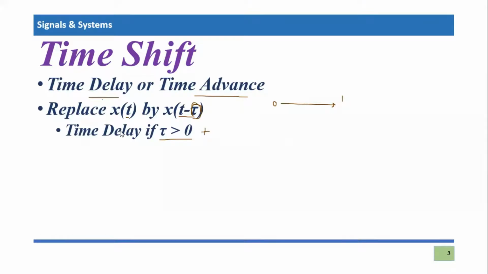Similarly, you can also have the tau value less than 0, which means your signal will be advanced. Whatever value was present at 0 will be shifted in time towards the left. That means you get the same value of the signal earlier, much before its original position. That is called time advance. So when tau is less than 0, in other words negative, your signal will have a time advance operation.